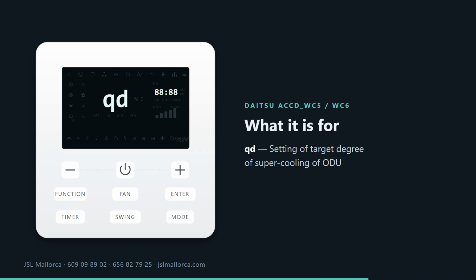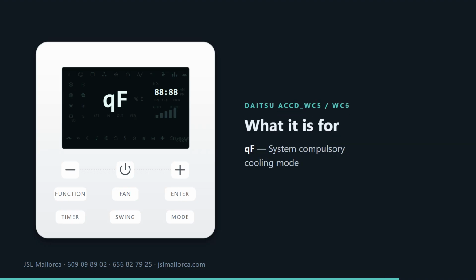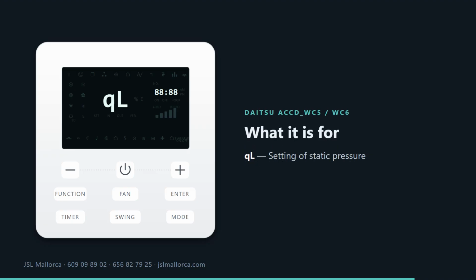Code QD. According to the manufacturer, setting of target degree of supercooling of ODU. Code QE. According to the manufacturer, EVI operating mode. Code QF. According to the manufacturer, system compulsory cooling mode. Code QL. According to the manufacturer, setting of static pressure.